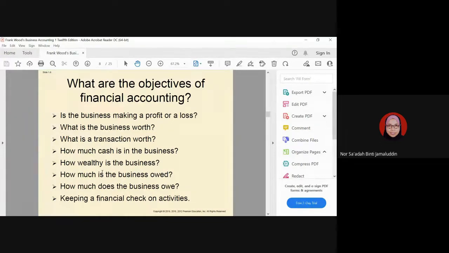What is the transaction worth? How much cash is in the business? How wealthy is the business? How much is the business owed? How much does the business owe? Keeping a financial check on activities. These are all the questions you must ask.